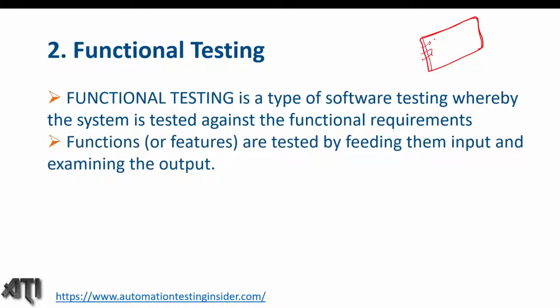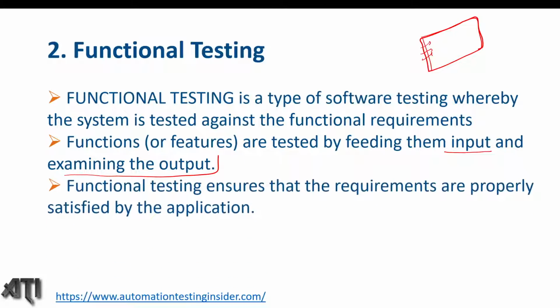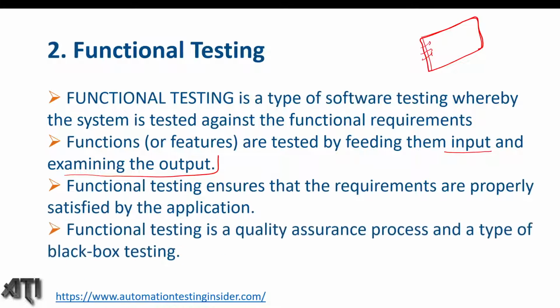Functions are tested by feeding them input and examining the output. So this is functional testing. Functional testing ensures that the requirements are properly satisfied by the application. Functional testing is a quality assurance process and a type of black box testing. What do you mean by black box testing? We don't care about the internal structure of the program. We just see whether the functionality is working perfectly fine or not. However, we'll discuss more about functional testing when we talk about system testing, guys. But the developer also does some kind of functional testing when they go for unit testing. That is the purpose I put it here.